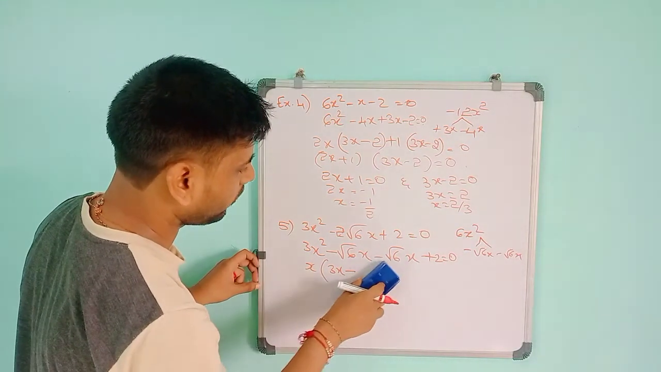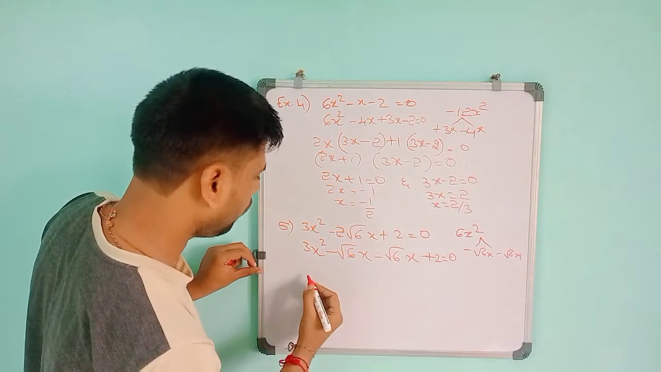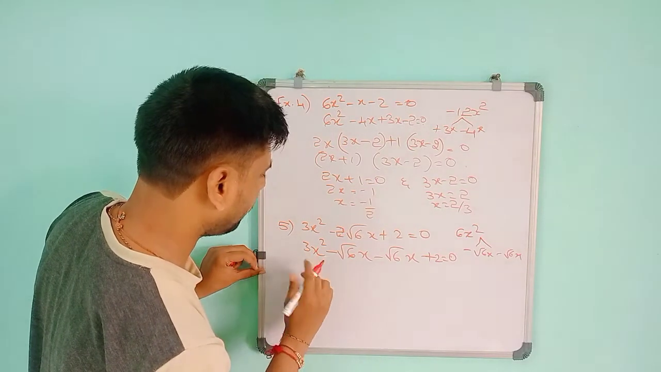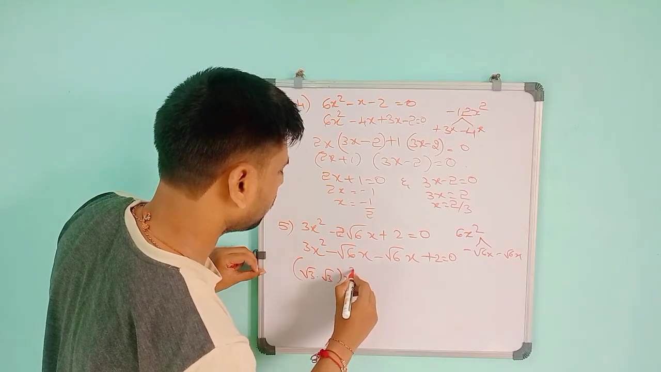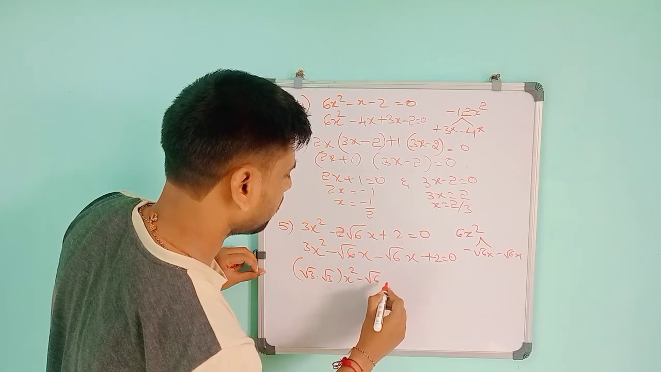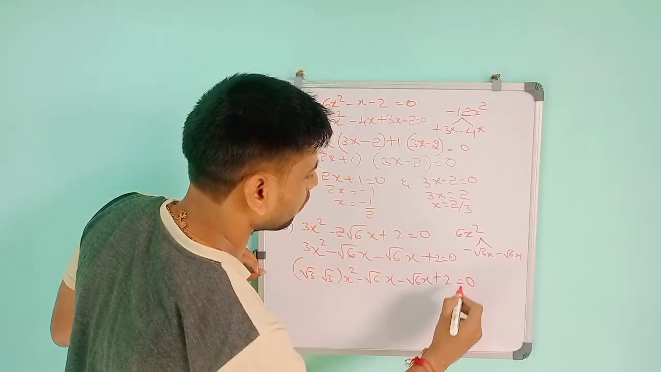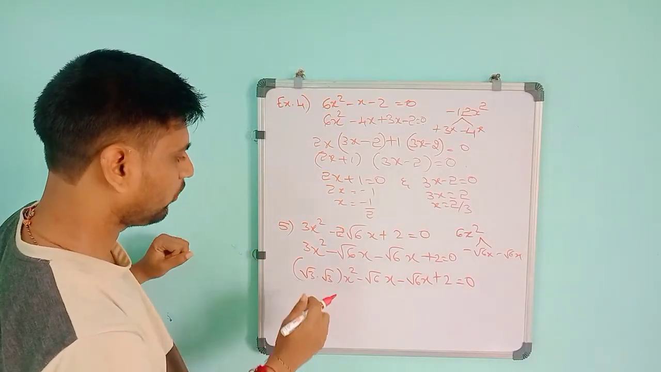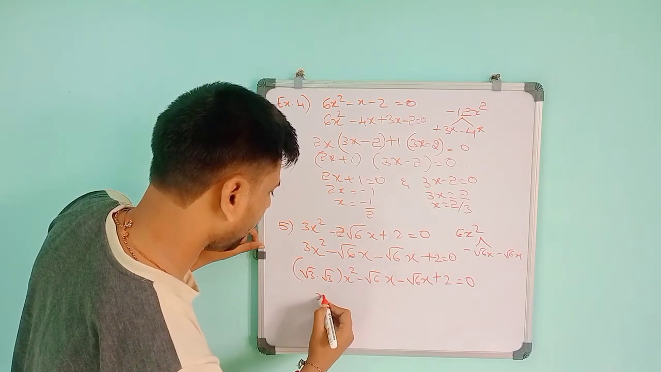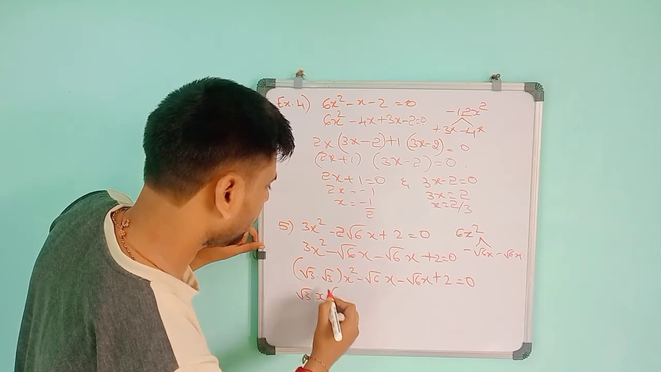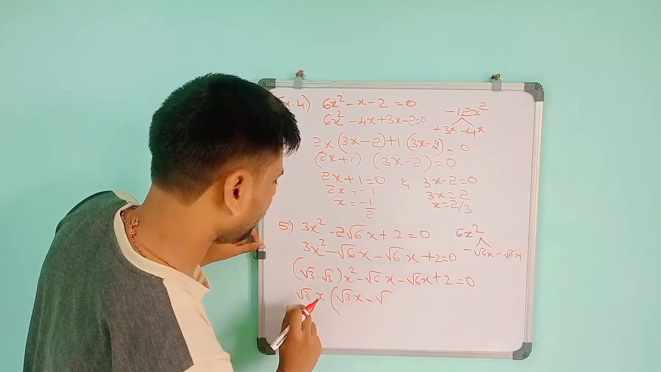So a root is there, no? So wait. You can do it like this. 3 square is there, no? So 3 can be written as root 3 into root 3. So root 3 into root 3 into x square minus root 6 x minus root 6 x plus 2 is equal to 0. So you can write here root 3 into root 3. If you take root 3 common here, x is there.